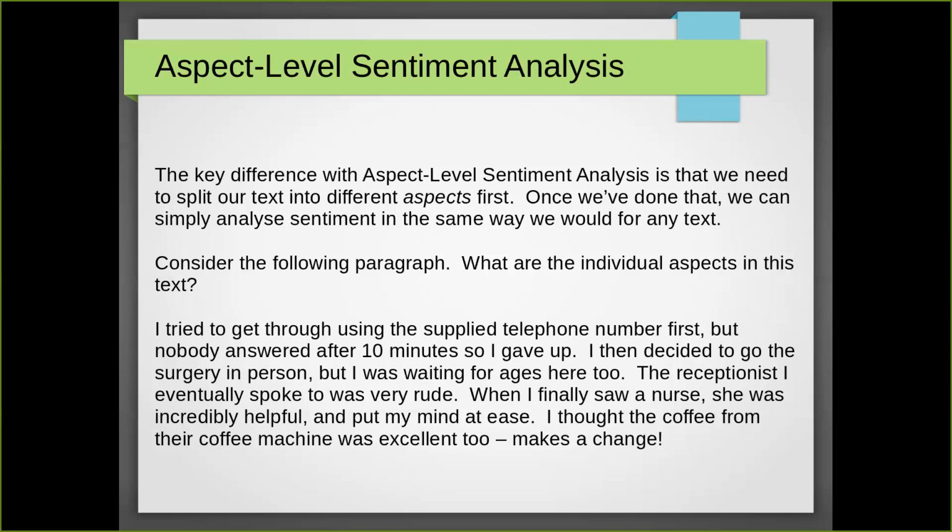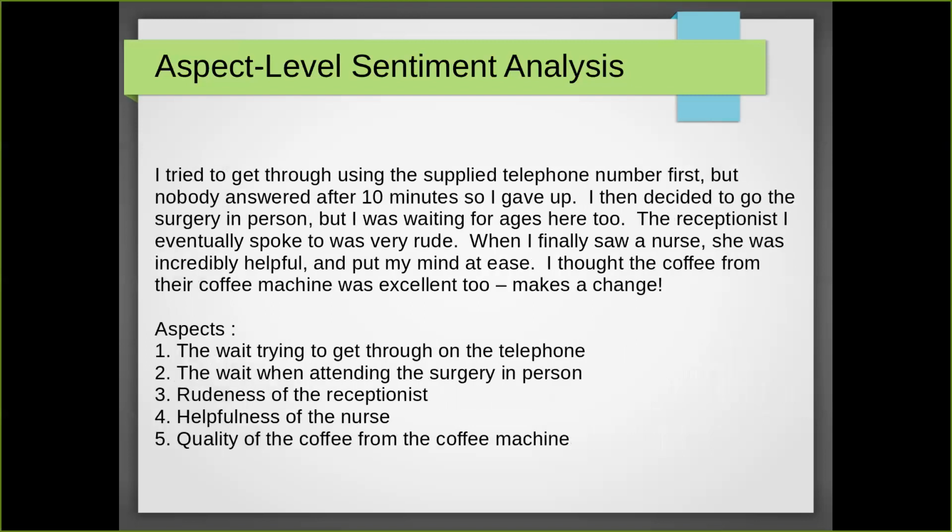Got telephone waiting time, surgery in-person waiting time, quality of the receptionist, quality of the nurse, and then quality of the coffee machine. Yes, exactly so. So there's 5 aspects that we've essentially identified here. So the wait, trying to get through on the phone, the wait. Quality of the coffee ought to come first. Yes, yes. These may not be in priority order. The rudeness of the receptionist, helpfulness of the nurse, and the quality of the coffee.